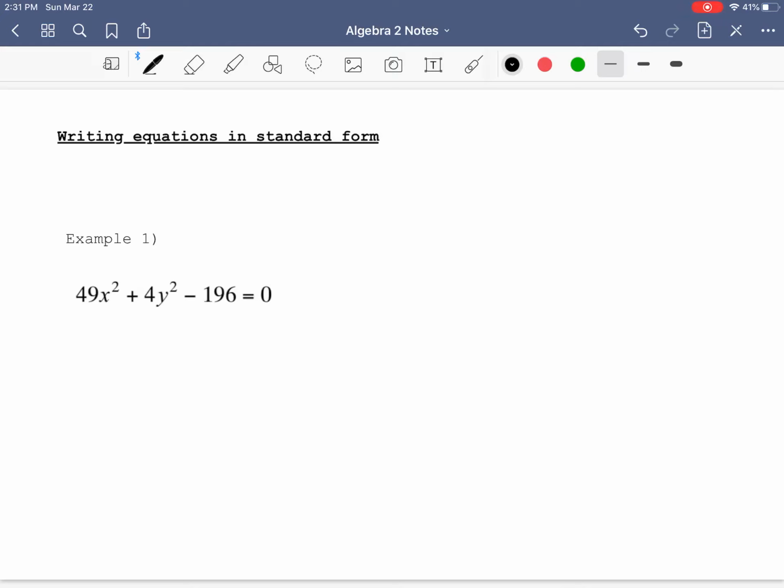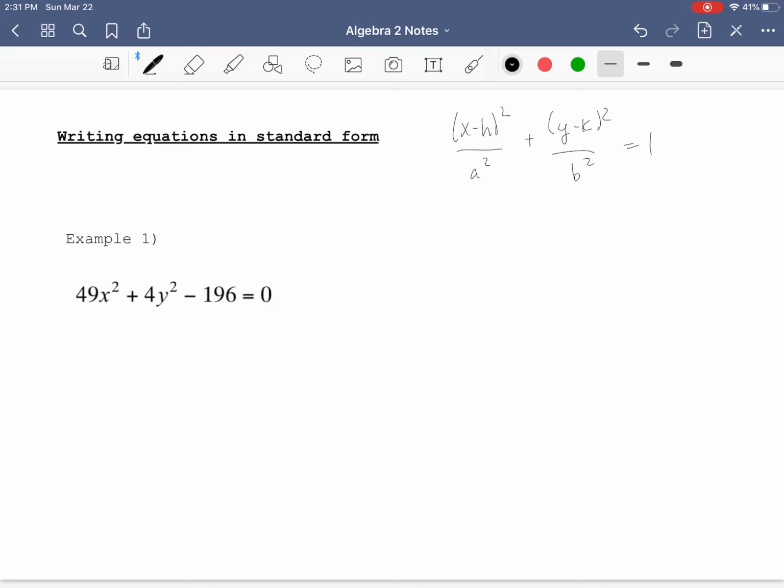In this last video about the ellipses, we are going to be practicing writing equations in standard form. If you remember from the first video, we talked about the standard form looking like this, where we've got our x's squared over a squared, and then y squared over b squared equals 1. Or the other way, we had the x's and y's switched.